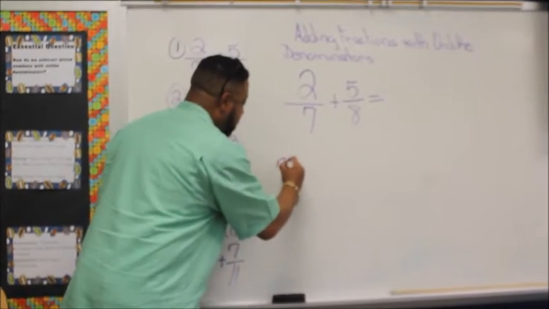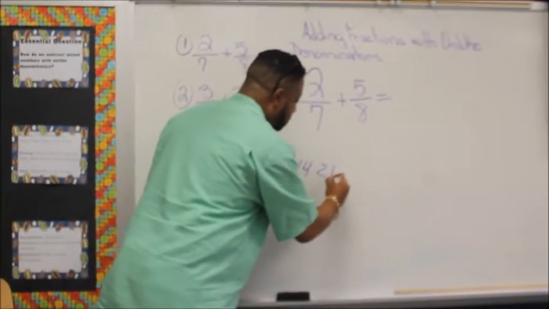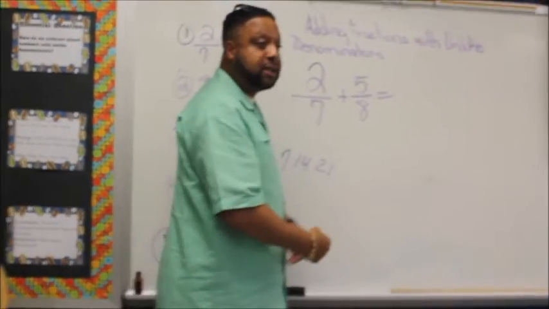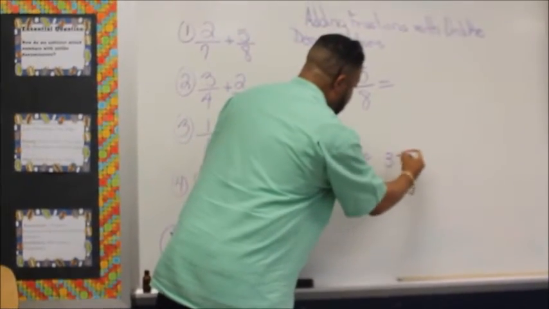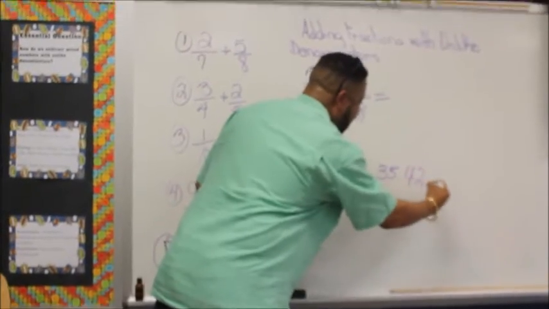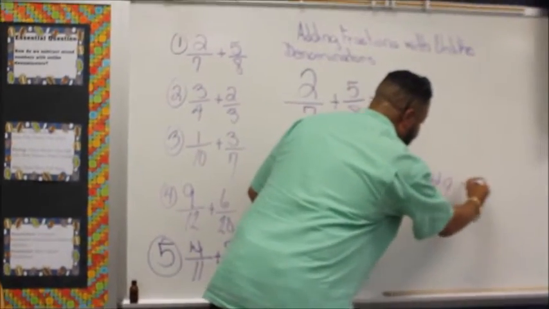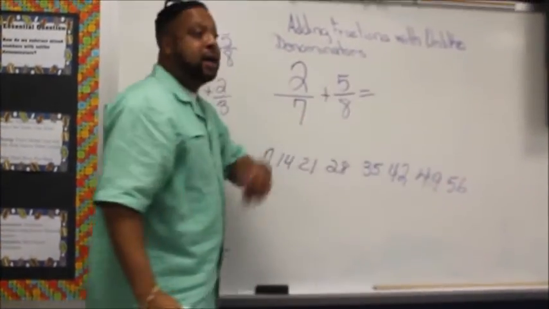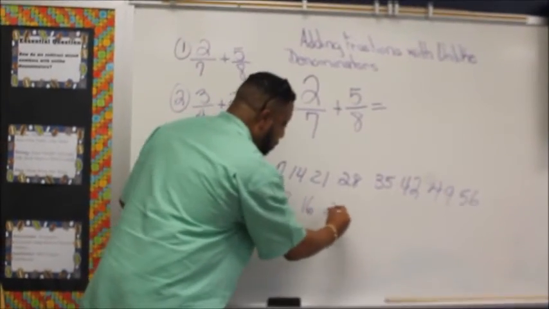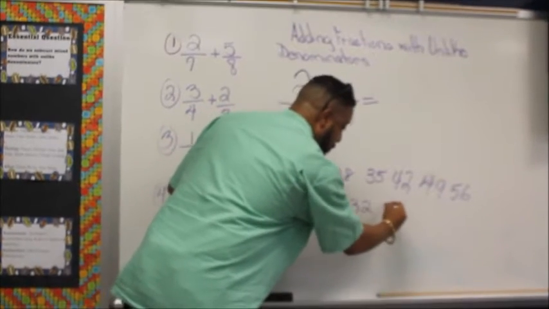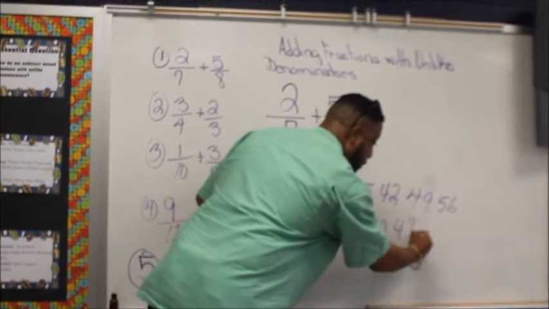7, 14, 21, 28, 35, 42, 49, 56. Now let's list the multiples of 8. 8, 16, 24, 32, 40, 48, and 56.